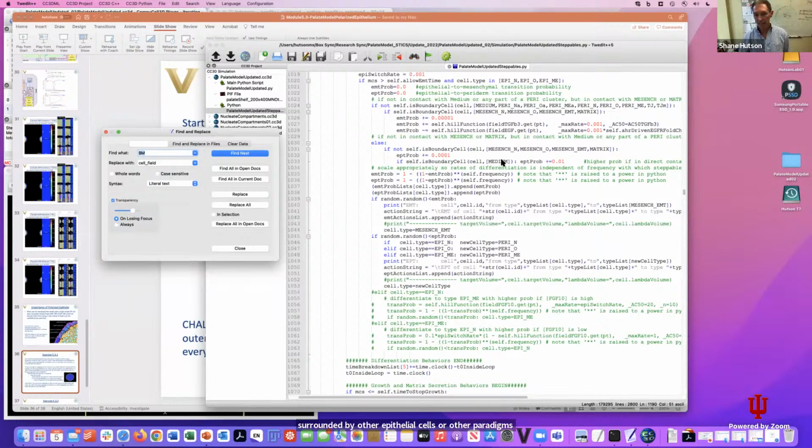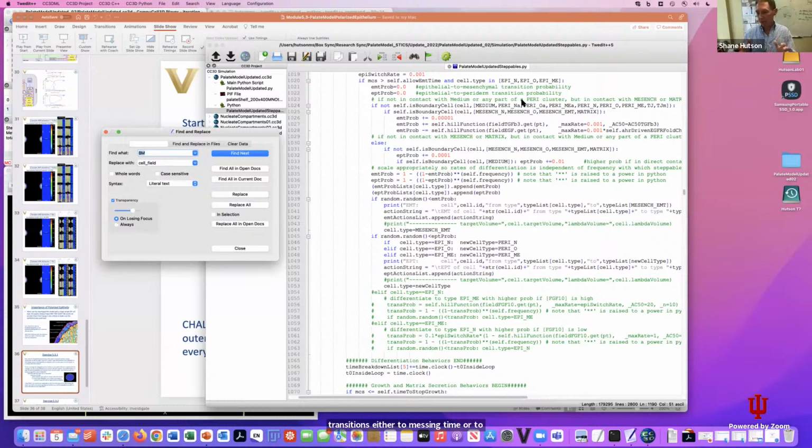And if it's in contact with the medium, the very outside, then we really increase that transition probability of EPT, epithelial to periderm transition. Okay? So we've got a base transition, and all of that has set is what's the probability that one cell, when we visit it, will make a decision to undergo one of these transitions, either to mesenchyme or to periderm.